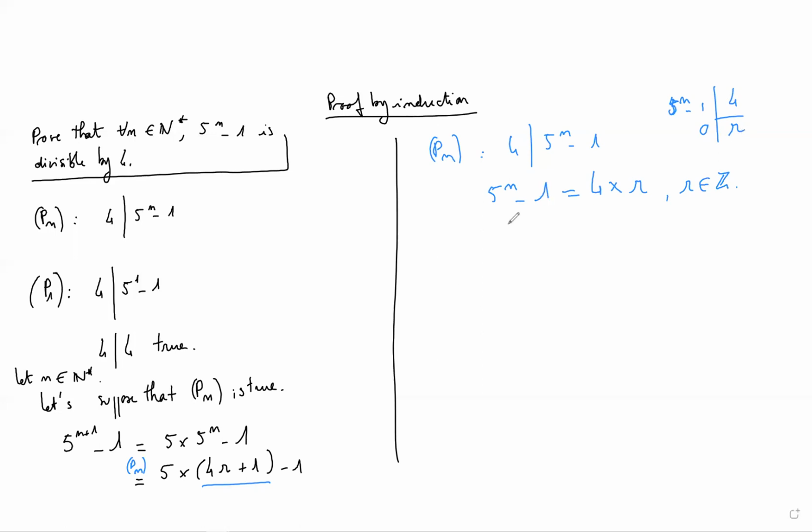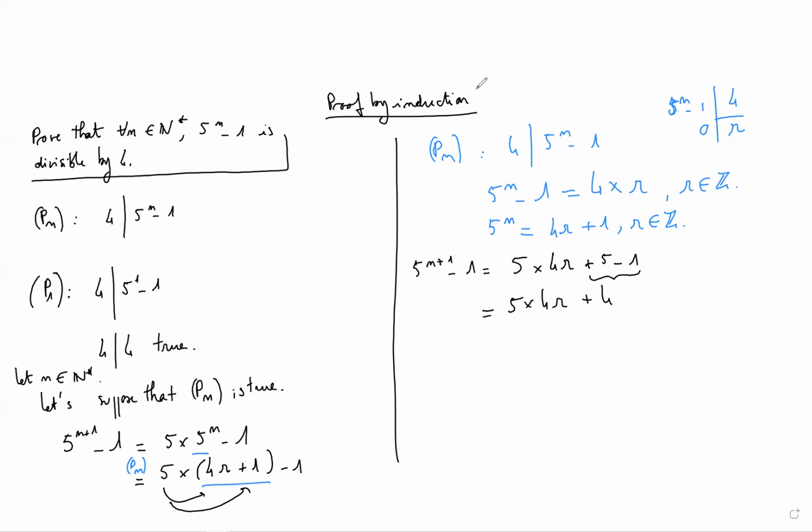Okay. So I have that, which means that 5 to the power of n can be written as 4 times r plus 1, it's this one here, for a certain r in the set Z. This is why I can write 5 to the power of n that way. Therefore, I go back to my calculation. 5 to the power of n plus 1 minus 1 is equal to 5 times 4r, I'm expanding this, plus 5 minus 1, which is 5 times 4r plus 4, which means that here I can factor this number here and write it as 4 times 5r plus 1.